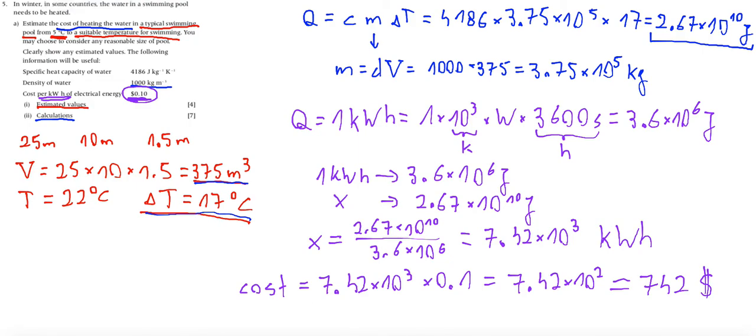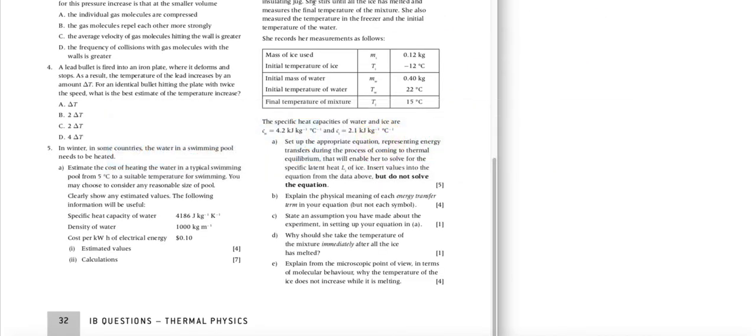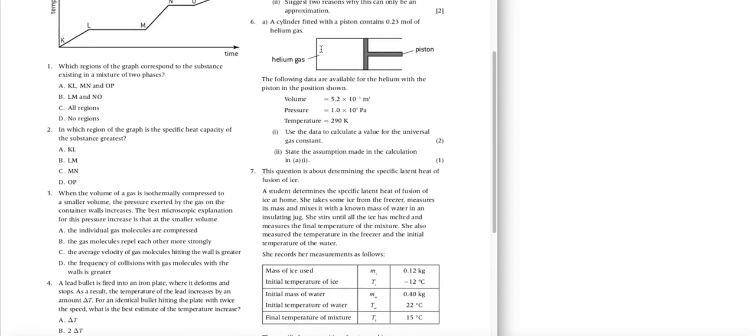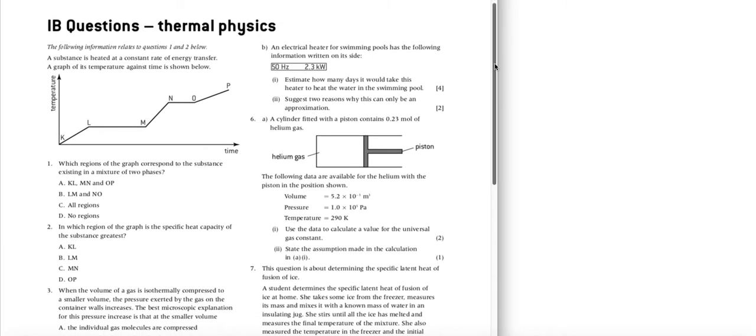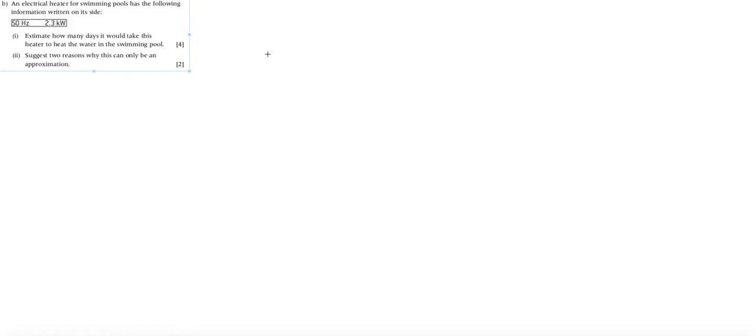Okay, so new slide, and let me copy the next one. This is still the same exercise, part B. An electrical heater for swimming pools has the following information written on its side: 50 Hz, 2.3 kilowatts. Estimate how many days it will take this heater to heat the water in the swimming pool. So we have to use the equation for power, because this data is of course the power of the heating system. So power is energy over time.